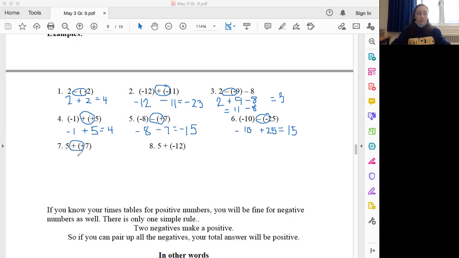Two positives are going to make a positive. So 5 plus 7, which is equal to 12. And then a positive and a negative here, so negative. So 5 minus 12 will give us -7. Okay, so I'm going to clear this and we'll keep moving.